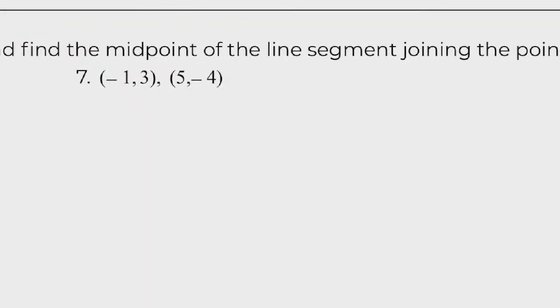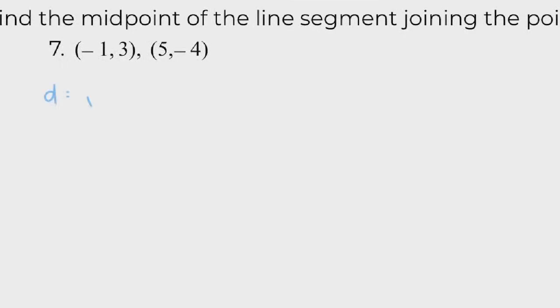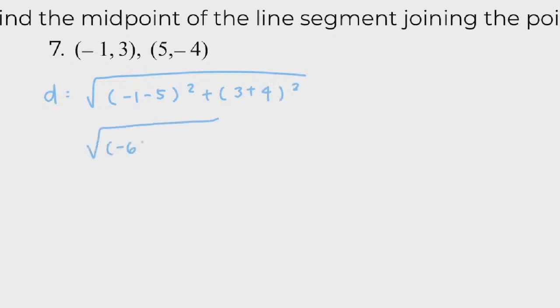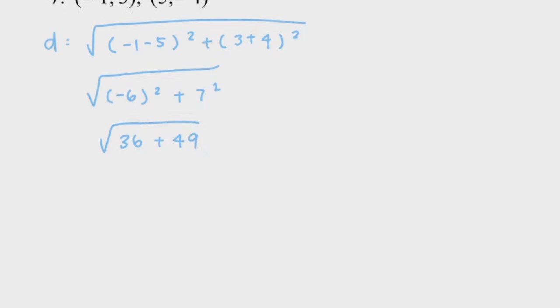Okay, and then the last one, again, we're going to find the distance, so we're going to plug it into the equation. So this is negative 1 minus 5 squared plus 3 plus 4 squared. So that's going to be negative 6 squared plus 7 squared, which is 36 plus 49. So this will add up to the square root of 85. 85 would break up into 5 and 17. And both of those are prime numbers, so we can't simplify the square root of 85.